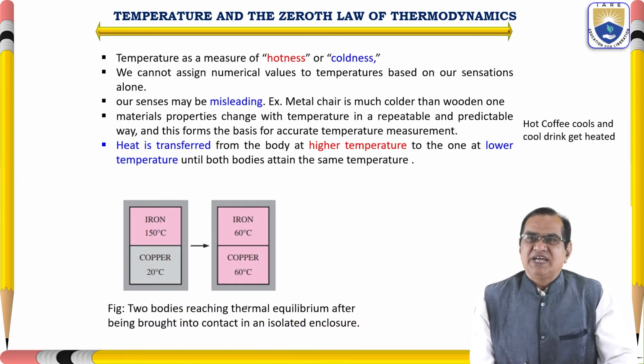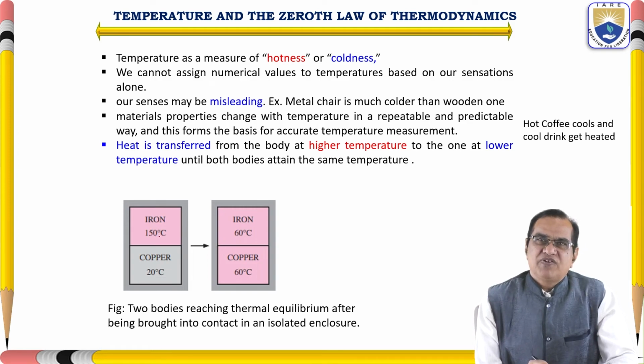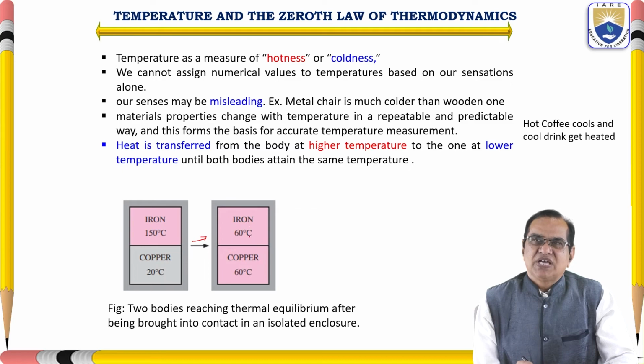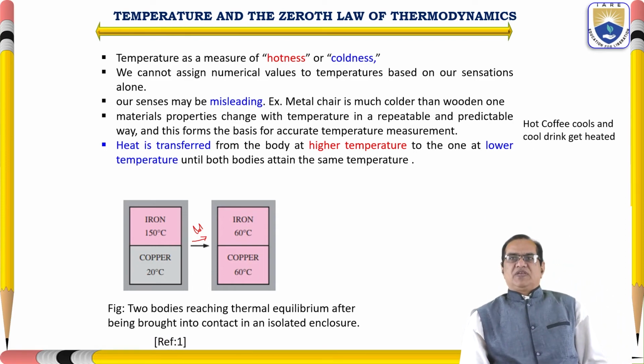Two bodies reaching a thermal equilibrium after being brought into contact in an isolated enclosure. You can see here that iron at 150 degrees centigrade and copper at 20 degrees centigrade, after some time, both reach 60. Iron is 60 and copper is also 60 degrees centigrade, and some heat is lost here, but both will be at the same temperature. So like this we can see.